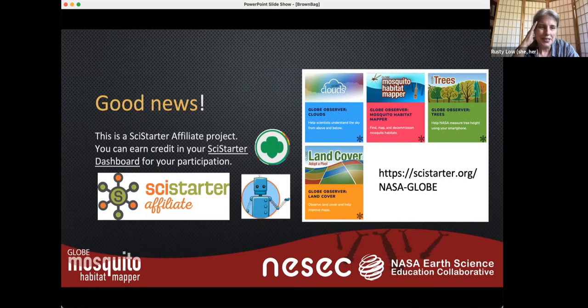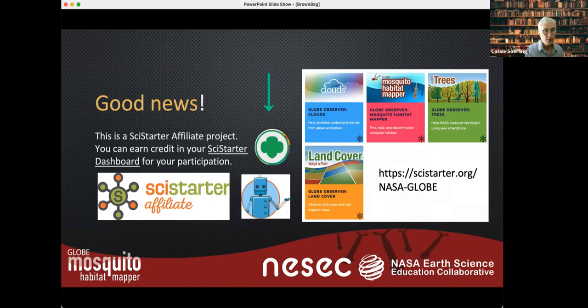And here's the good news that this is a SciStarter affiliate project, which means that if you are a SciStarter participant, you can use the dashboard to register your participation and also earn badges. So that's also pretty exciting. And that goes not just for land cover and mosquito habitat mapper, but also for trees and clouds. Well, and if you're working with Girl Scouts, you can go to the Girl Scout Journey badge part of SciStarter too.